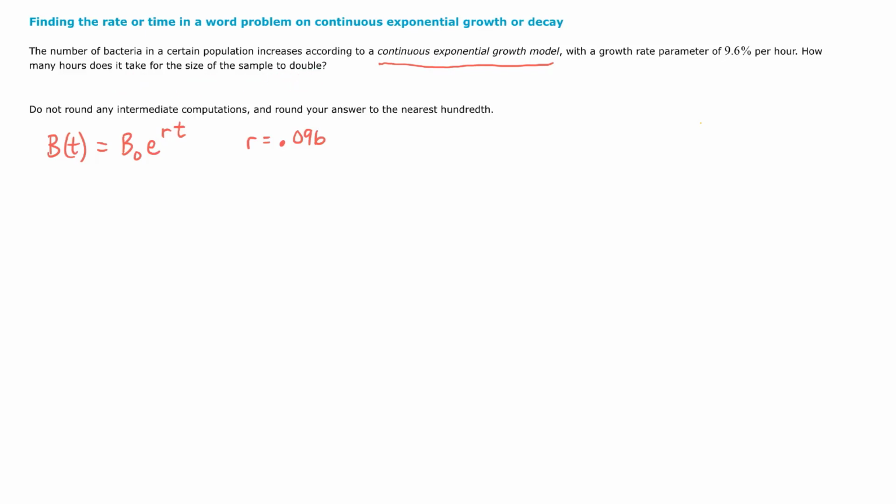Let's translate that. Size of the sample to double. So if it's to double, we need 2 times B sub 0, 2 times the initial bacteria amount. We are ready to tackle this problem.